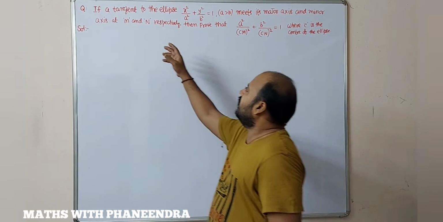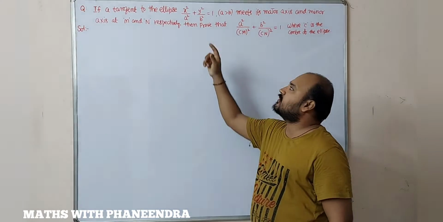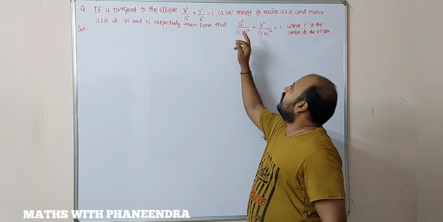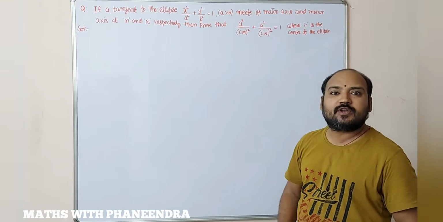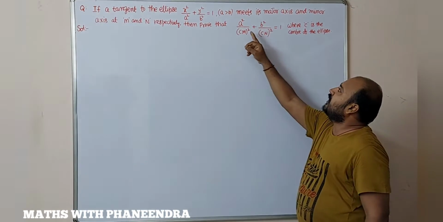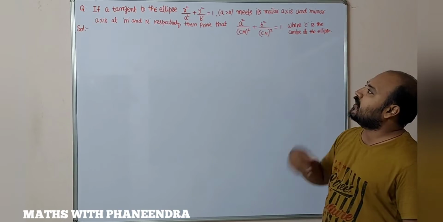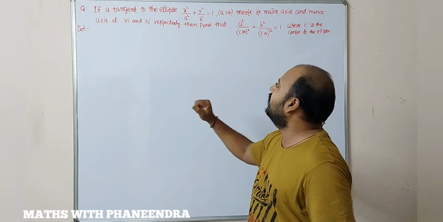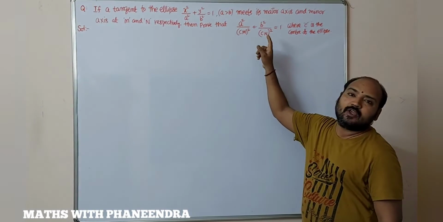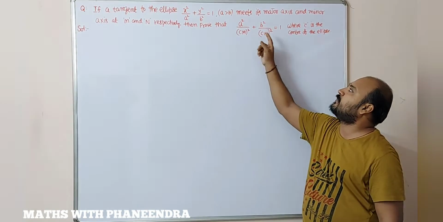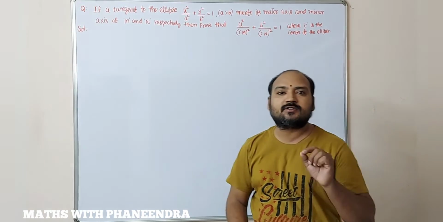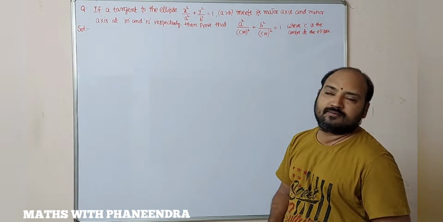The question: if a tangent to the ellipse x square by a square plus y square by b square equal to 1, a is greater than b, that means it is in the standard form, meets its major axis and minor axis at the points M and N respectively, then prove that a square by CM square plus b square by CN square equal to 1, where C is the center of the ellipse.